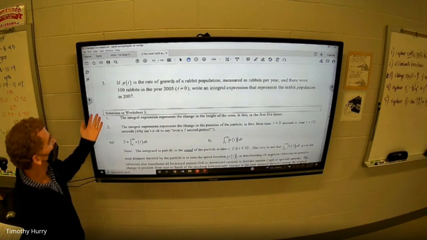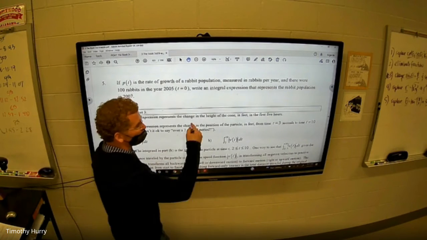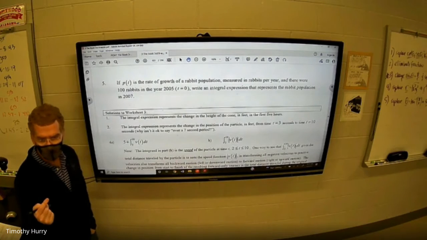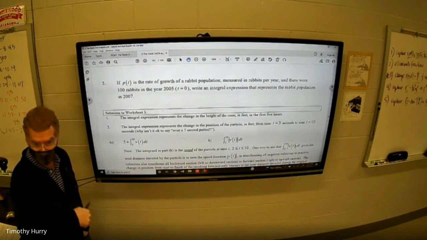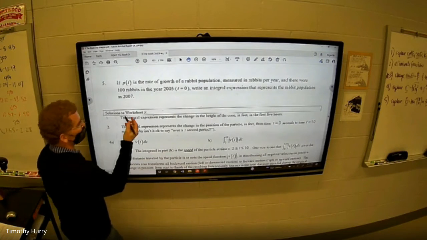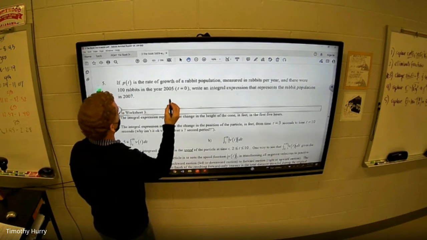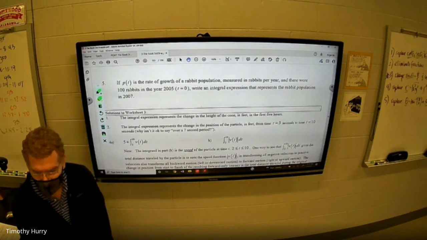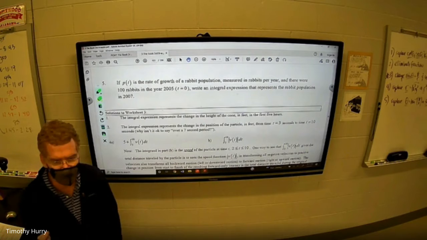So right here, if I want the actual population, what do I need to know? What my population is at the beginning. What is my population at the beginning? 100. Isn't that like me saying, if P is the rate, by the way, if P is the rate, then what am I going to use for my amount function?